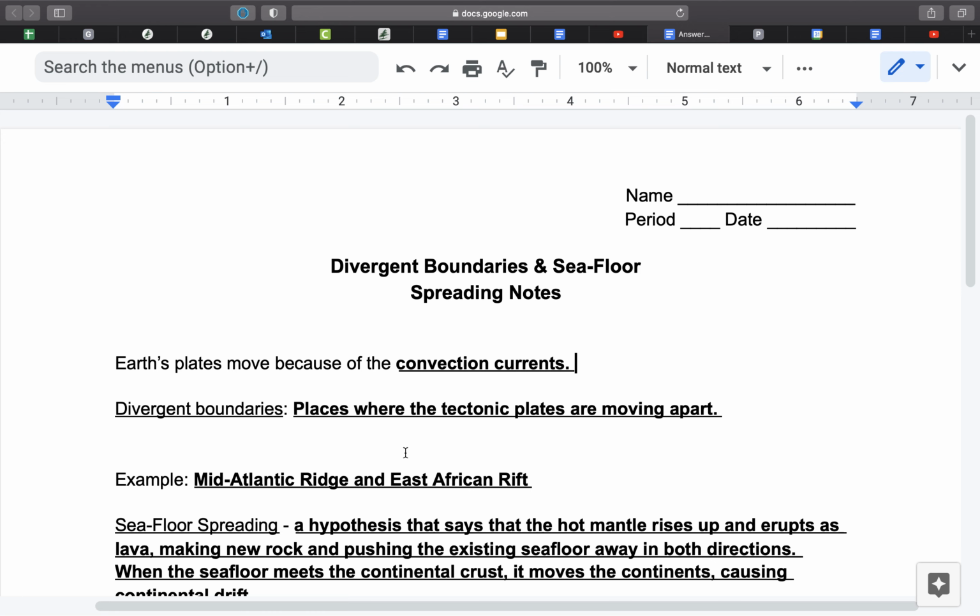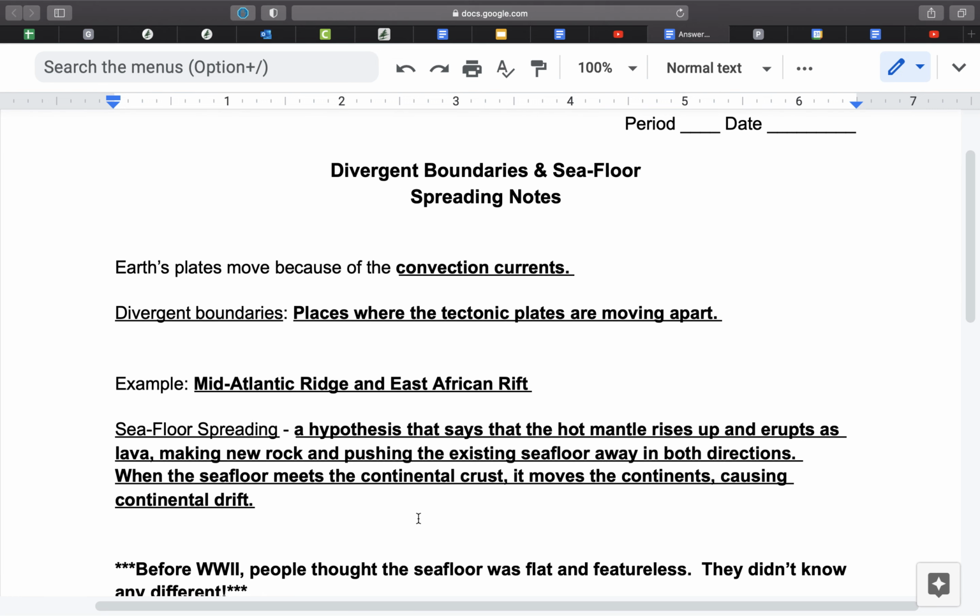Another place is known as the East African Rift, and that's in northeastern Africa. It is an area that at some point in the distant future is going to be split off from the bulk of the African continent, and there will be a new landmass, and there will probably be part of the Indian Ocean that is going to fill in that gap at some point.